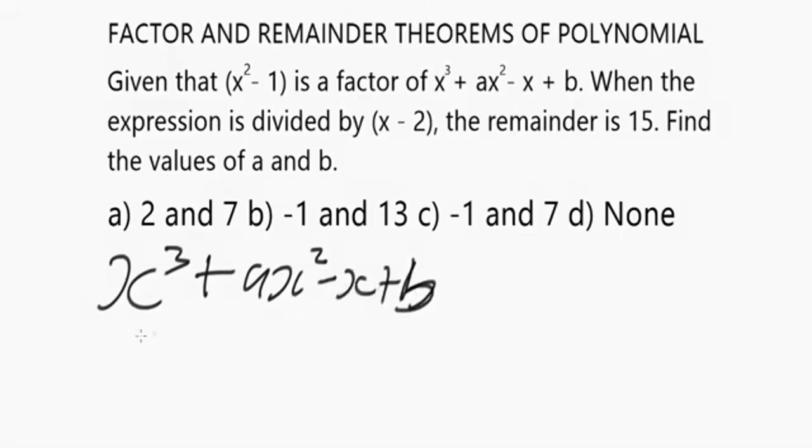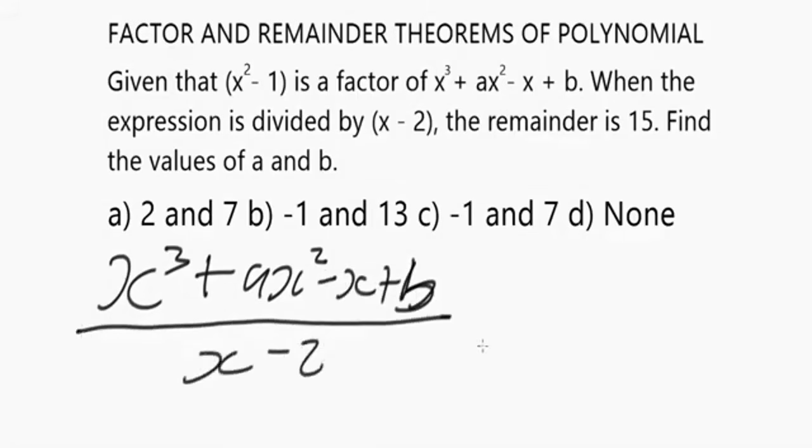Okay, then the divisor is x minus 2. As usual, the output will be our quotient, but we are not asked to find the quotient. We are looking for the values of a and b that, when you plug them into the numerator and divide it by x minus 2, give a remainder of 15.